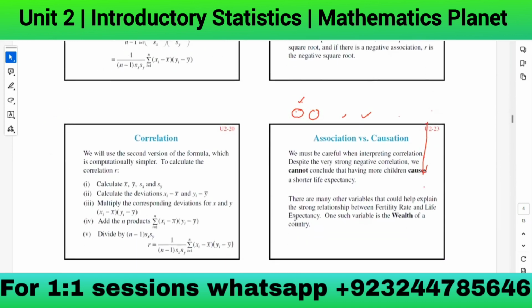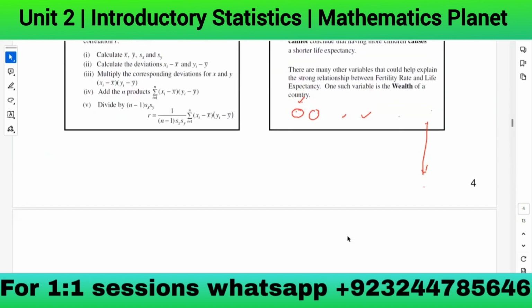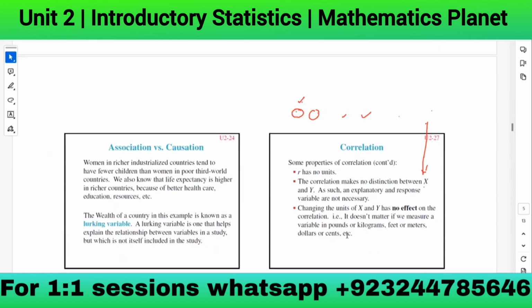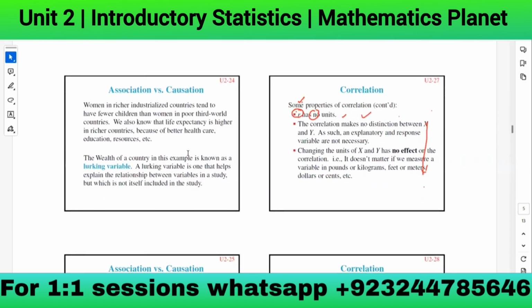Okay, association versus causation. We must be careful when interpreting correlation. Despite the very strong negative correlation, we cannot conclude that having more children causes a shorter life expectancy. There are many other variables that could help explain the strong relationship between fertility rate and life expectancy. One other variable is the wealth of a country. Women in richer industrialized countries tend to have fewer children than women in poor third world countries. We also know that life expectancy is higher in rich countries because of better healthcare, education resources, etc.